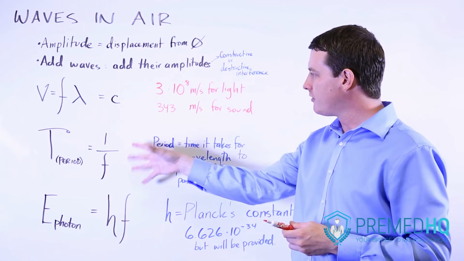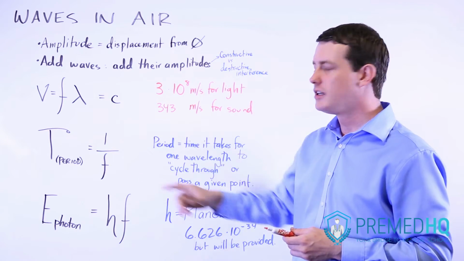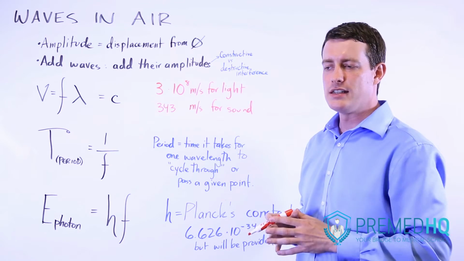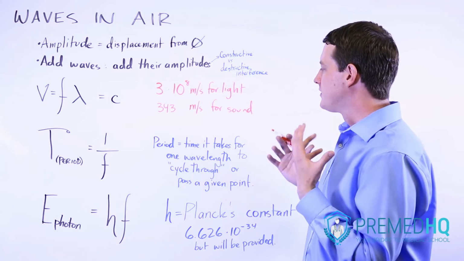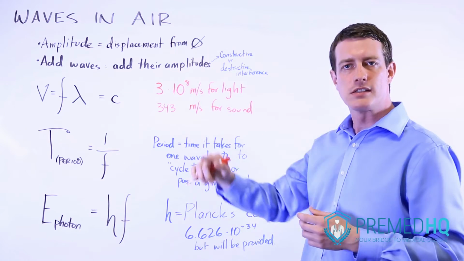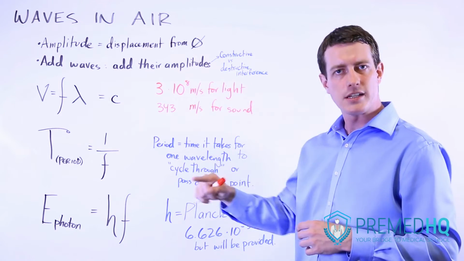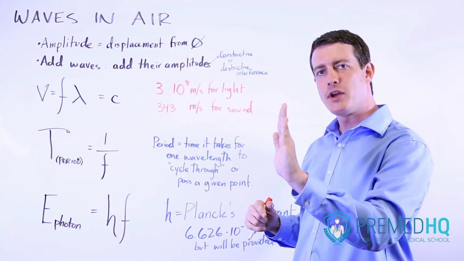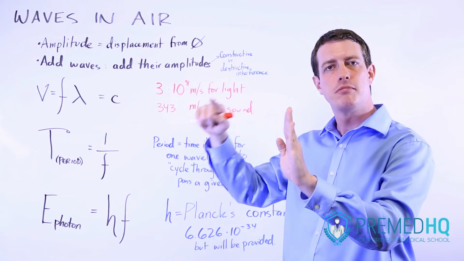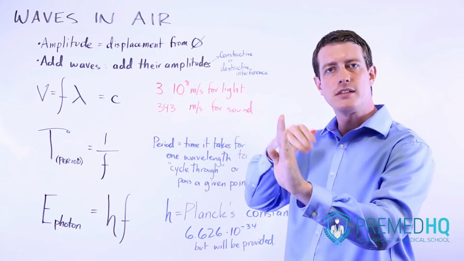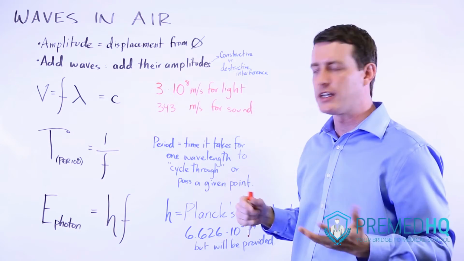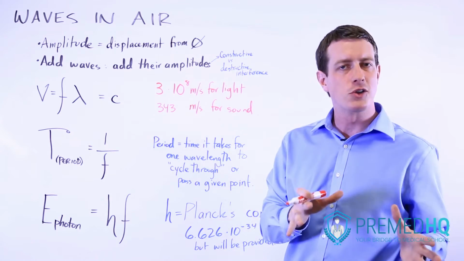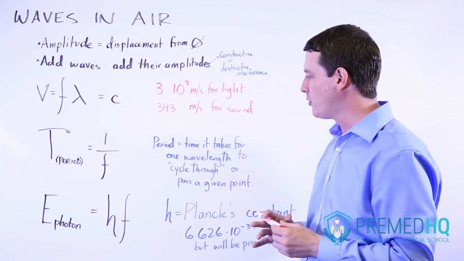The period of a wave is the reciprocal of the frequency of that wave. What the period means is it's the amount of time that it takes for one wavelength to cycle through, so for you to complete an entire waveform, or, if you're looking at a particular point in space, for one entire waveform to pass that point and begin the next wavelength there. So it's the time that it takes for a wavelength to cycle through or pass a given point.